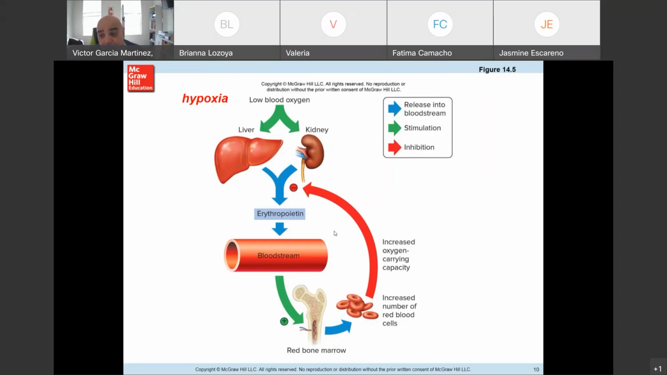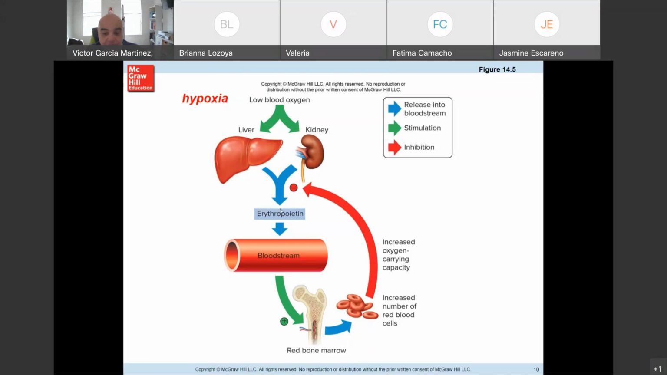Guys, when in our body we lack oxygen in our blood, we have low blood oxygen, which is called hypoxia, then we need to increase the number of red blood cells in order to transport more oxygen to our tissues. Then we send that message to our kidney. In our kidney, we have a hormone, and that hormone is called erythropoietin. By the way, you're going to read many times EPO. EPO, it's erythropoietin.